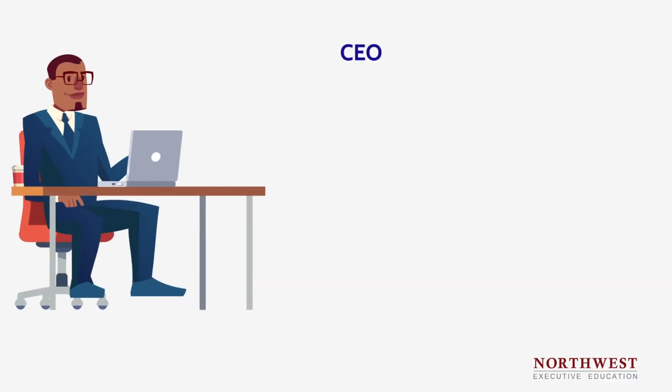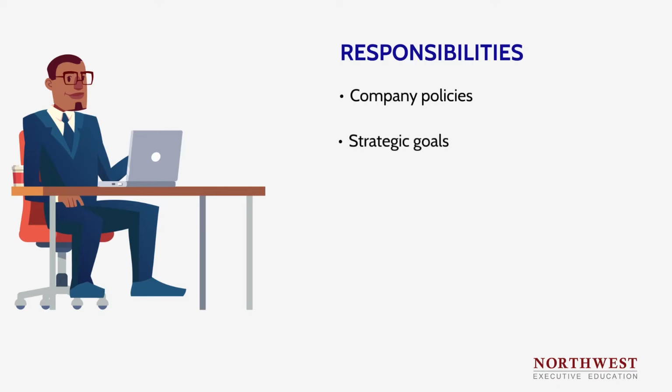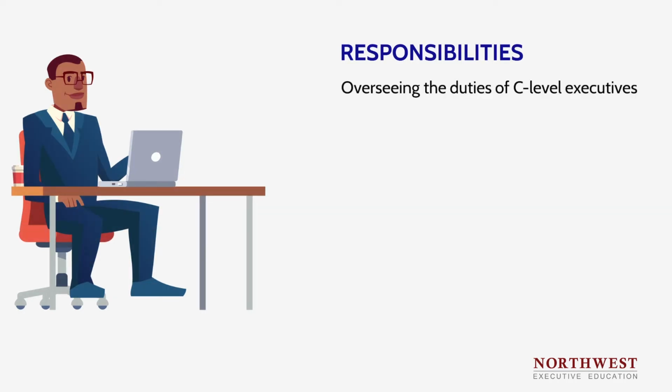Typically, a CEO is at the highest level of hierarchy at any organization. Their job includes overseeing all areas of the company, such as company policies, strategic goals, and the smooth functioning of different departments. They are also responsible for overseeing the duties of the other C-level executives, such as the COO, CTO, CFO, CMO, CIO, and more.